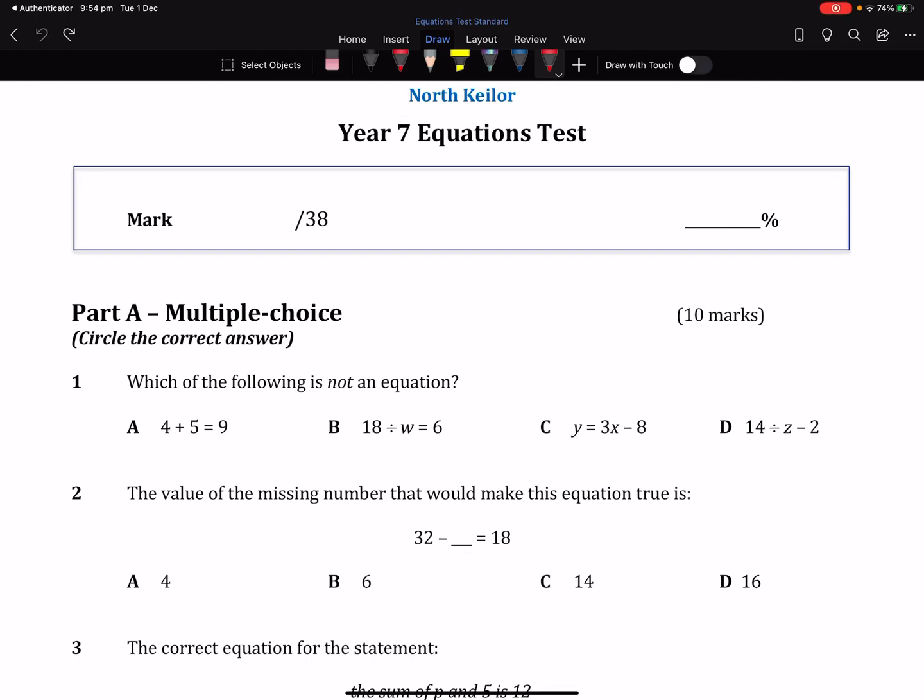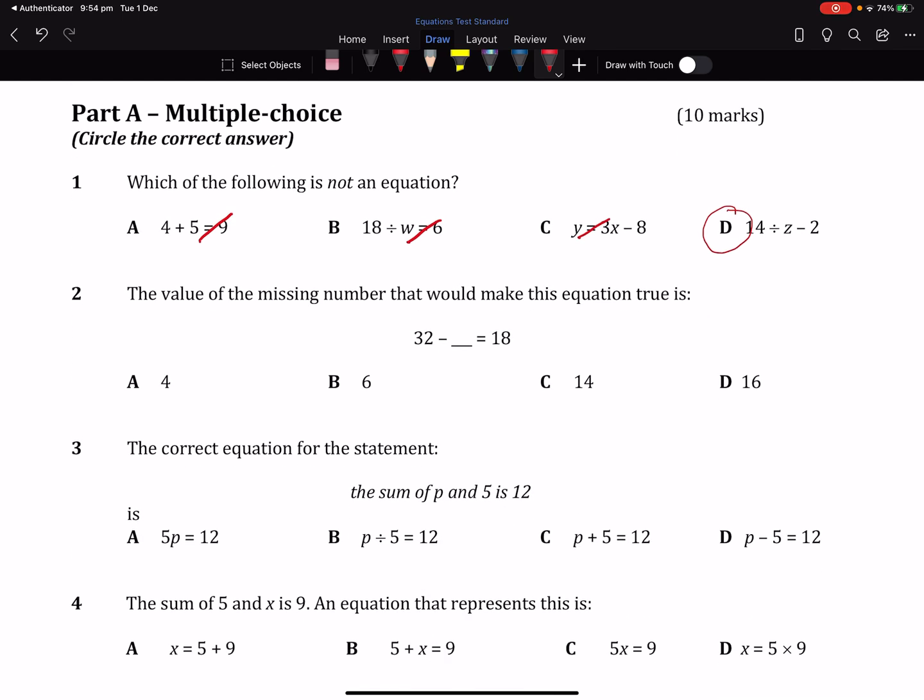This video is going to be going through the solutions to the equations test. The first part is multiple choice. Question 1 says, which of the following is not an equation. The important part is "not". So we know that anything with an equal sign in it is going to be an equation, so it can't be these three, which means that D has to be the correct answer. It is not an equation.